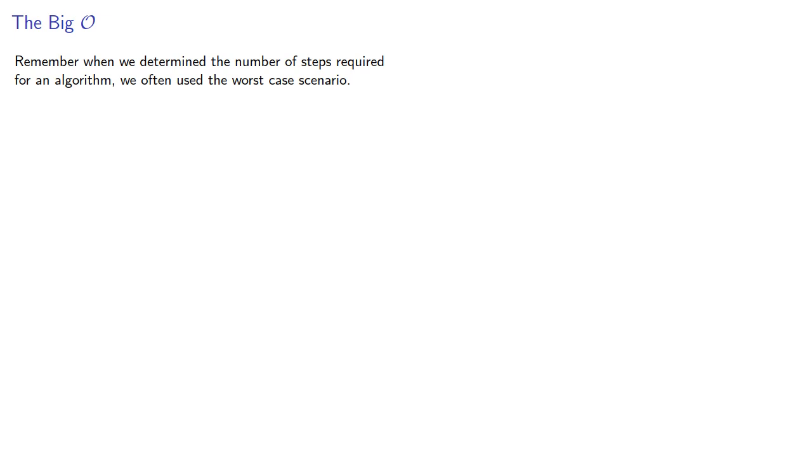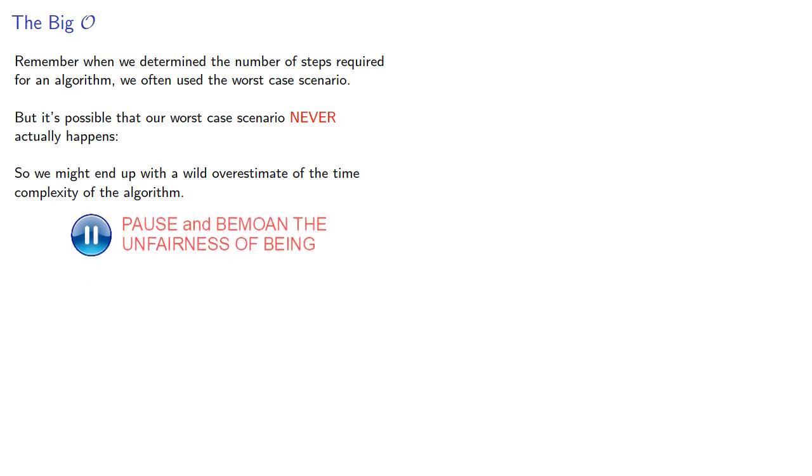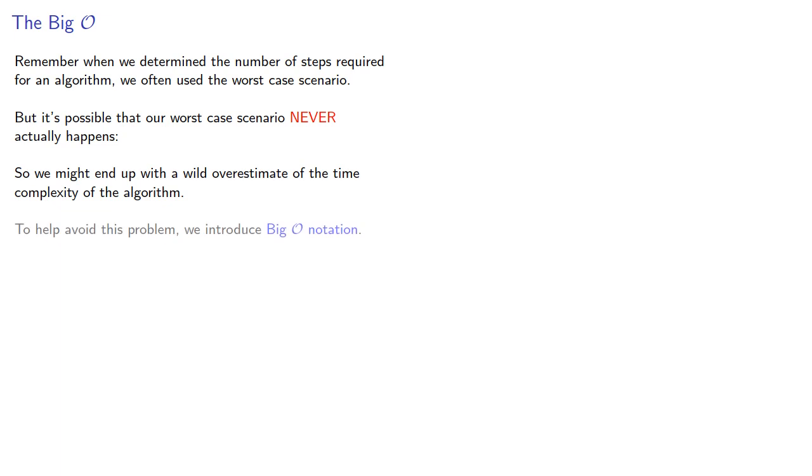Remember, when we determine the number of steps required for an algorithm, we often use the worst-case scenario. But it's possible that our worst-case scenario never actually happens, so we might end up with a wild overestimate of the time complexity of the algorithm. To help avoid this problem, we introduce big O notation.